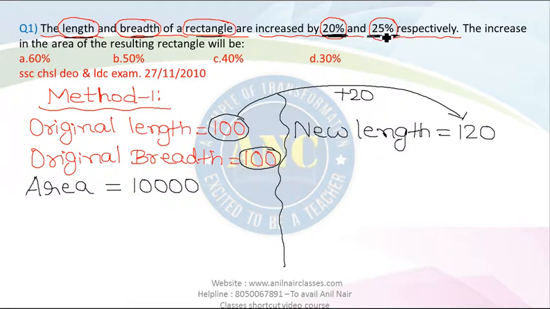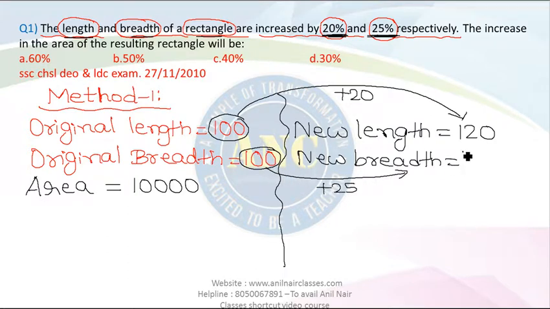The old breadth was 100. The new breadth will increase by 25%. 25% increase from 100 is an increase of 25, so the new breadth becomes 125. The original area is 10,000. What will be the new area right now? New area will be 120 into 125, which is nothing but 15,000.